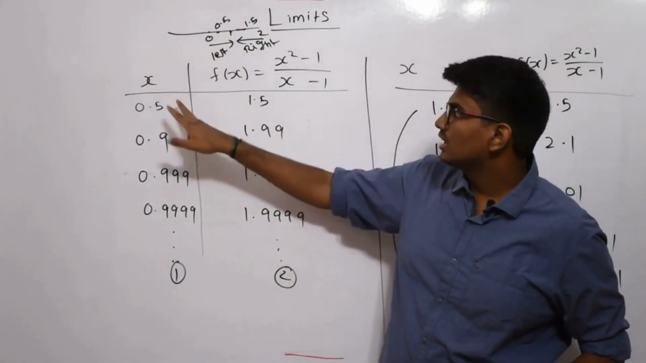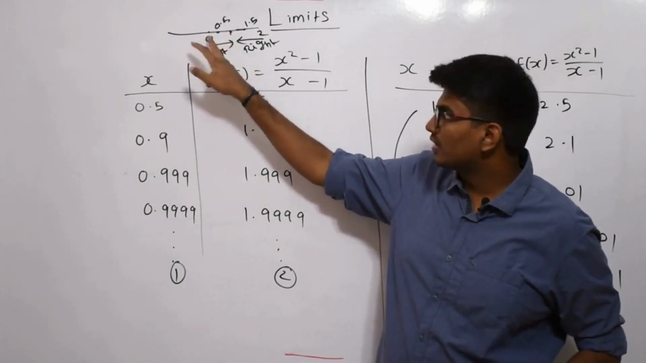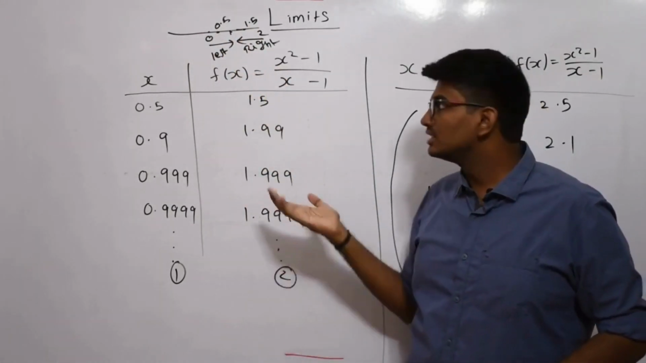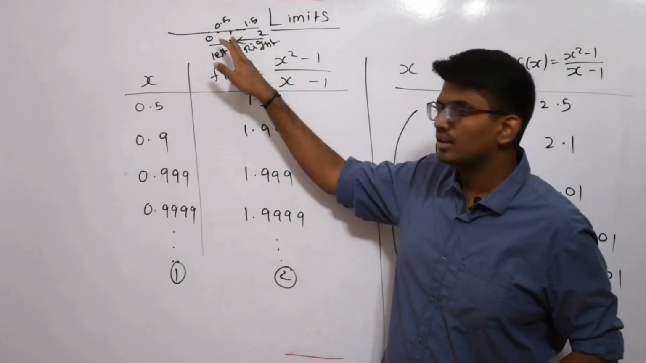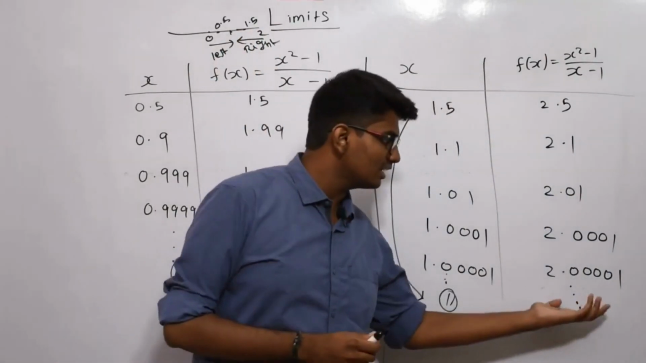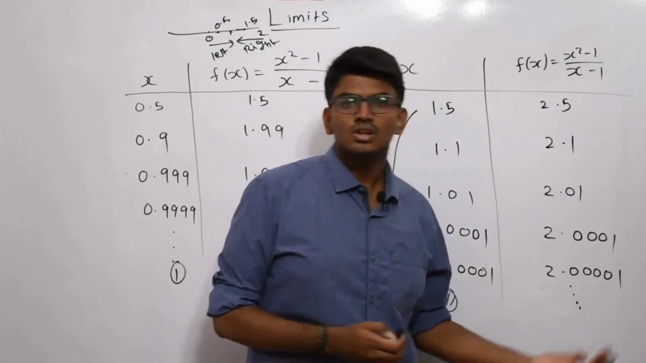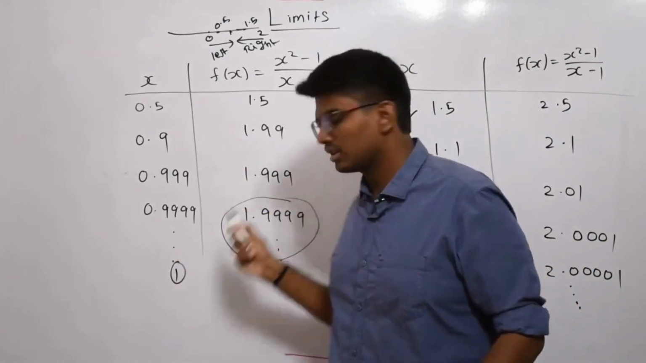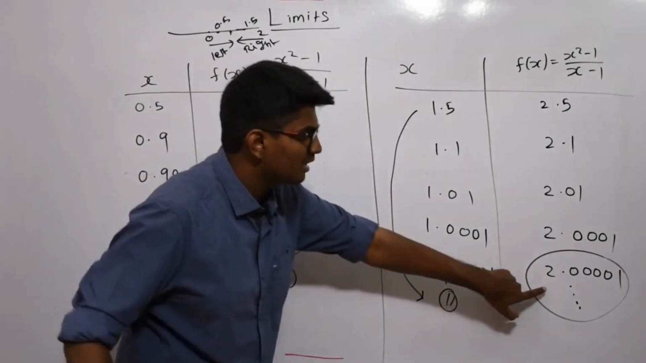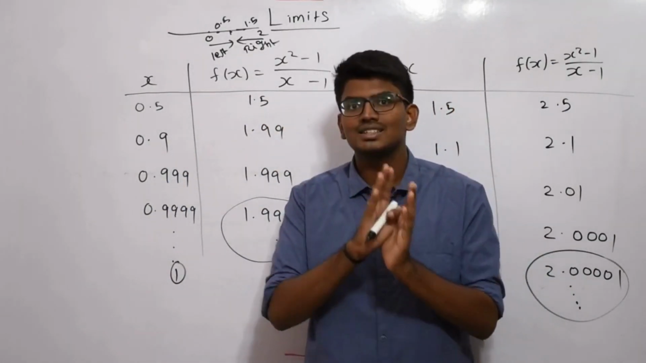So what is happening here? If I bring the x value closer and closer to 1 from the left side, I am getting f of x approaching towards 2. In the same way, if I approach closer and closer to 1 from the right side, that time also I am getting f of x closer to 2. So both times, if I approach the x value closer to 1, I am getting f of x closer to 2. So that is what we call the limit.